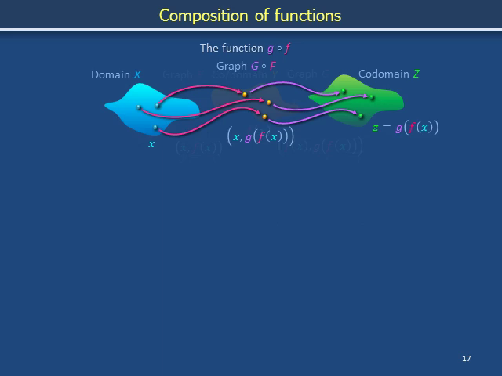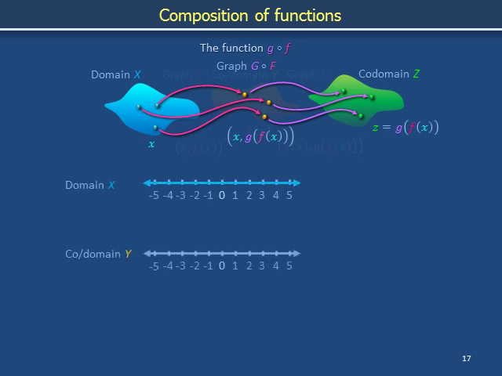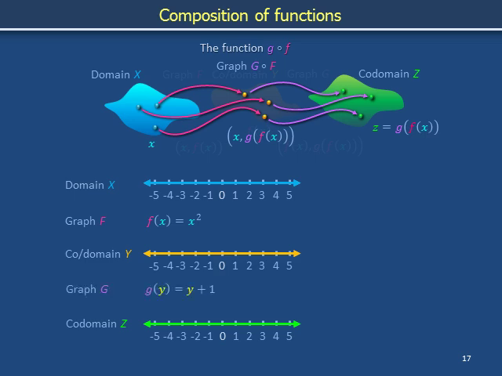To provide a concrete example, we allow domain x, codomain y, which is in fact also here domain y, and codomain z each to refer to the entire number line. In this example, the graph f will be described by the relationship y, in other words f of x equals x squared, and the graph g will be described by the association rule for z, that is to say g of y equals y plus 1.